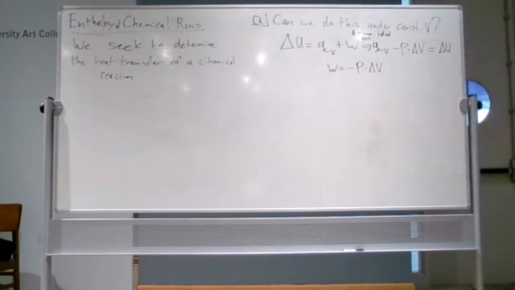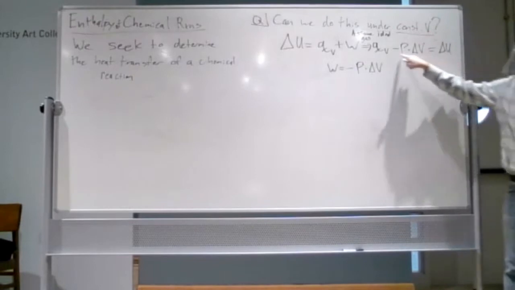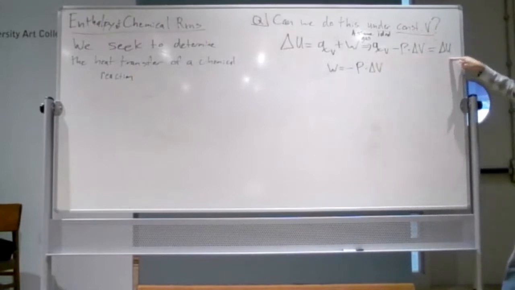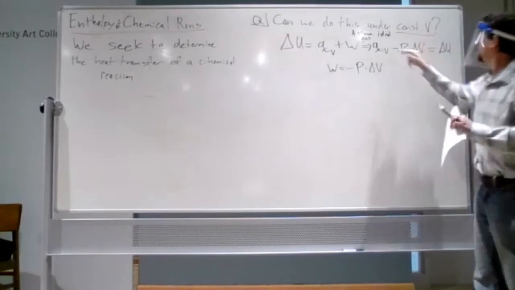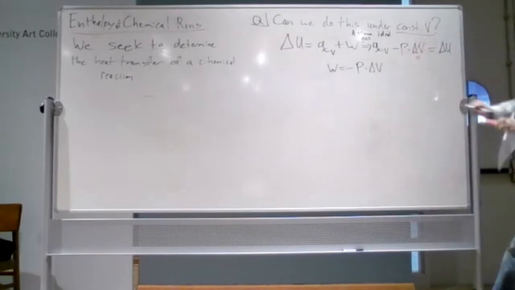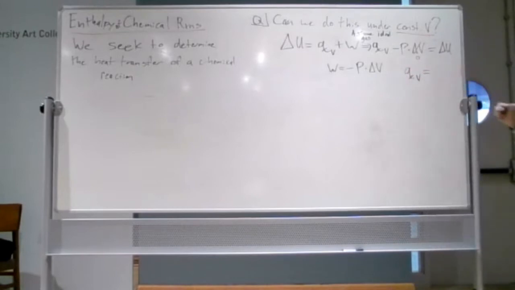But what did we say? What are our experimental conditions? What do we have constant? We have constant volume, right? So does that influence this equation right here at all? We have a constant V. What happens to this term? 0, there's no change, right? So this is 0. So let's simplify this equation. What does Q sub V equal in this case? Yep, delta U.